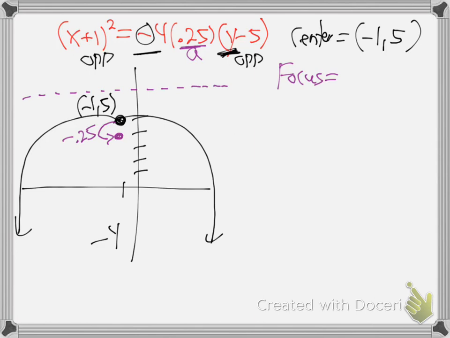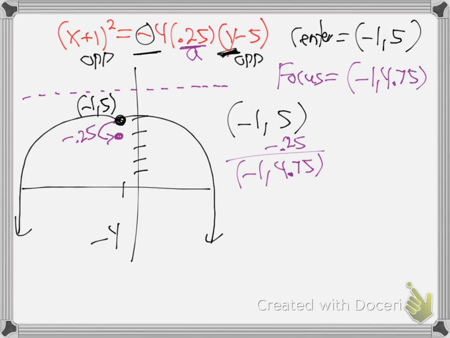How do you find it? Well, you take the center. We're jumping from the center point, from the negative 1, 5. Am I going to mess with the x coordinate or the y? You're going up, down, or right, left? Up, down. So it's y coordinate time. I'm going to go minus 0.25 from the y coordinate. I'm jumping down from the center. And what do we get? Just use a calculator, or you know money: $5 minus a quarter is $4.75. So the focus is minus 1, comma 4.75. We good?